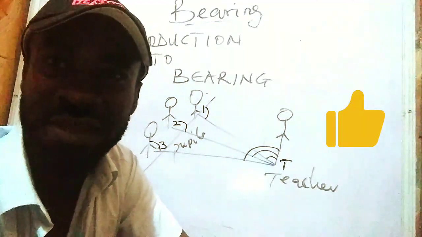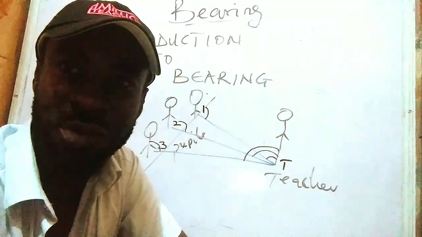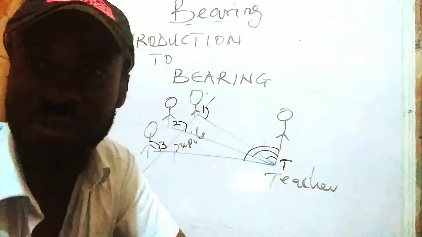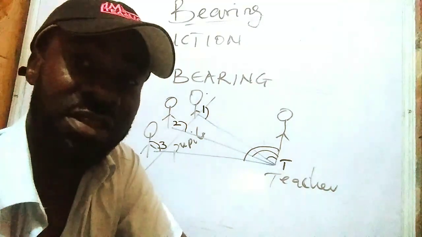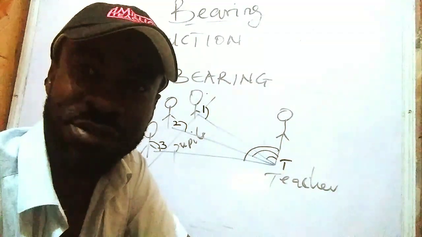So in our next video, we will talk more about the 2 types of bearing. We have the compass bearing and the 3-figure bearing. I hope this video made sense to you.